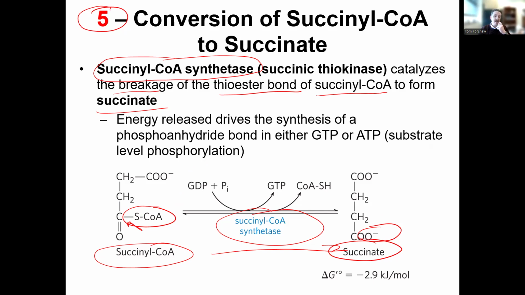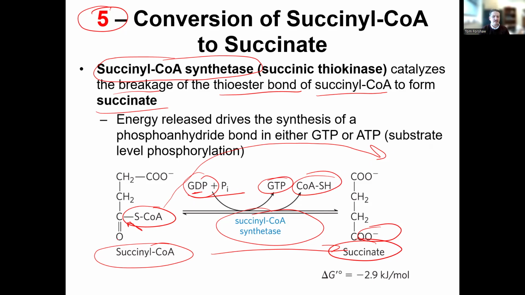Because of that, the barrier to breaking that bond is lower, and so that lowers the activation energy, makes it easier for the chemical reaction to occur, and the breakage of this bond and the hydrolysis which occurs releases enough energy to drive forward the phosphorylation of GDP into GTP. Of course, the coenzyme A is released to react with something else.